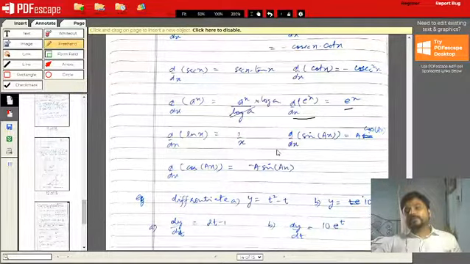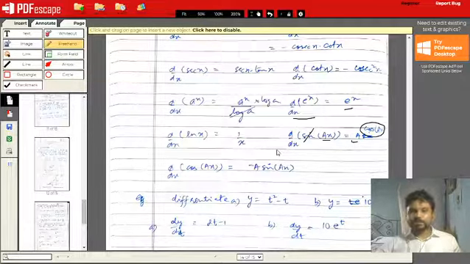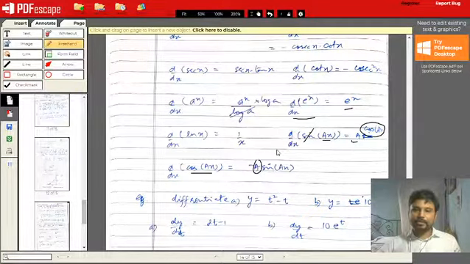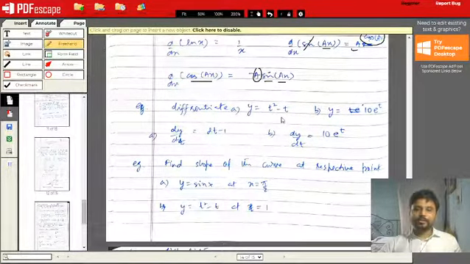Now, what if something comes within the argument of a trigonometric function? That means some ax within sine. So this a comes outside as is, and sine ax, sine is differentiated, it becomes cos ax. Similarly, if we have to differentiate cos ax, then a comes outside, differentiation of cos ax is sine ax with a negative sign.